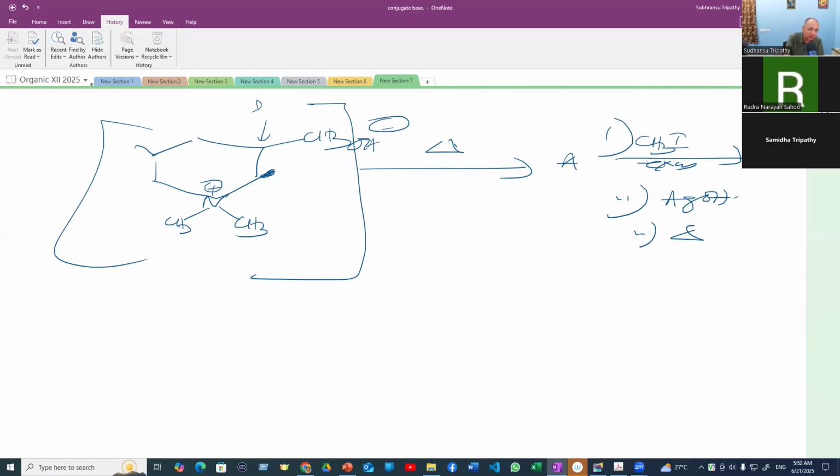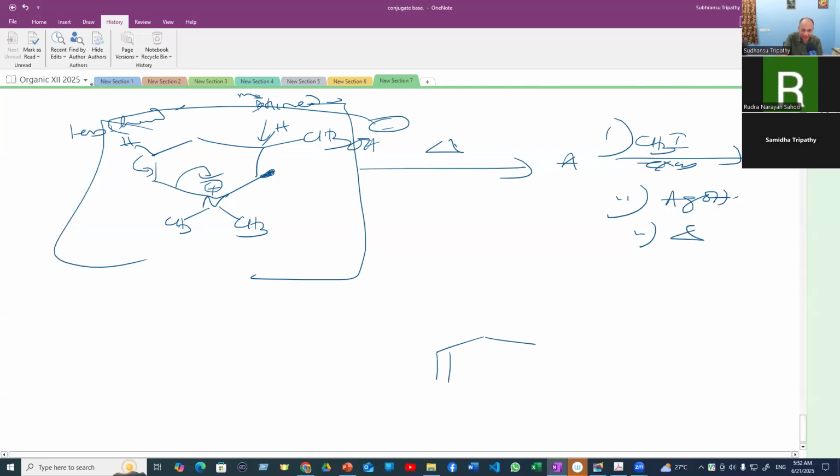Yes sir, but it is more hindered. It is less hindered. We have to look for a beta hydrogen, so OH minus will attack here, this comes here, this breaks. So now the cyclic ring opens, a double bond forms here and this breaks, and it becomes a tertiary amine.